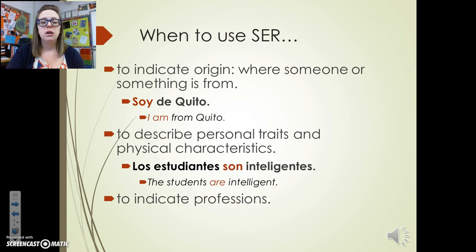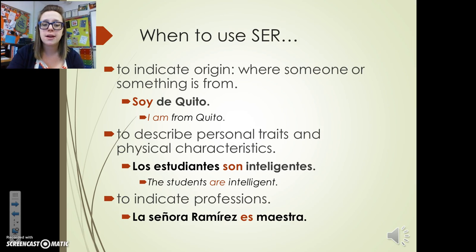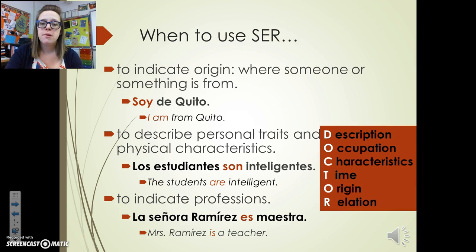Okay? Also, you will use ser to indicate professions. La señora Ramírez es maestra, or es profesora, is Mrs. Ramirez is a teacher. Okay?